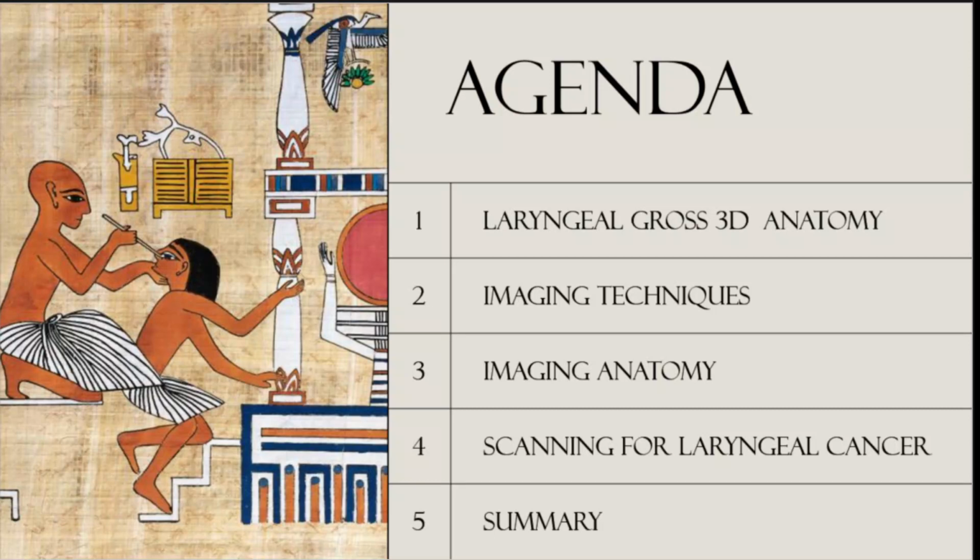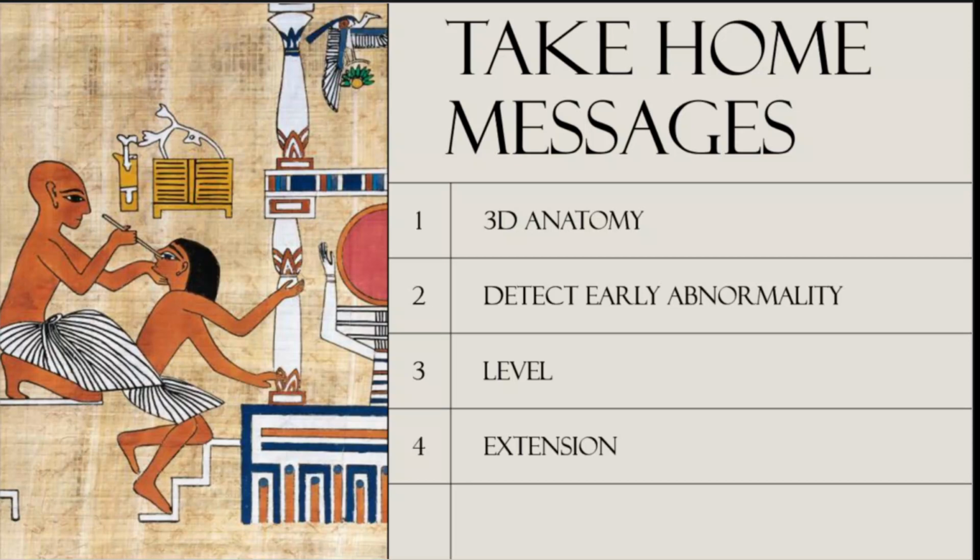Our agenda consists of a brief on laryngeal growth, 3D anatomy, the imaging techniques and the imaging anatomy, as well as the scanning for laryngeal cancer. We have some take-home messages about the 3D anatomy, and I want everybody to remember two words: the arytenoid cartilage as well as the laryngeal ventricles. Those are very important anatomical landmarks that we need to know while examining the larynx. We'll try to learn how we radiologists detect any early abnormality of the larynx, and how to determine its level and its extension.